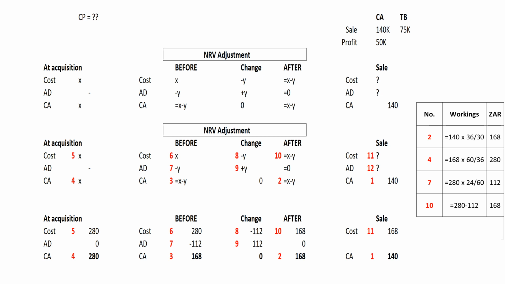The final step is to calculate the cost at the date of sale, which is 168. It's rolled forward from step number 10. And our accumulated depreciation at the date of sale is 168 multiplied by 6 months divided by your remaining useful life of 36 at your NRV adjustment date to give you a value of 28. Thus, using our long approach, we now have the hidden variables of our cost and our accumulated depreciation. You may want to pause the video and go through the steps once more on your own.